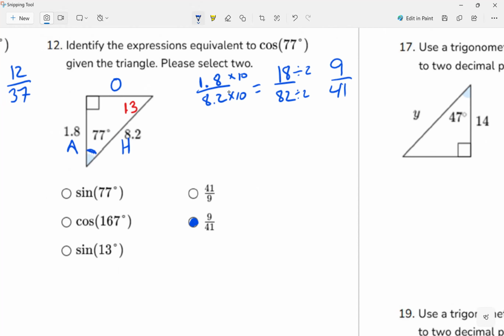We're looking at the corner 77. Now looking at the corner 13, that's still my hypotenuse, but now this is my adjacent and this is my opposite. And I want it to be 1.8 over 8.2, so I'm going to go opposite over hypotenuse. So I'm going to call this sine of 13. I know it's opposite, so 1.8 over 8.2, which is the fraction that I had from the beginning. So sine of 13 is this. I do have to choose both.